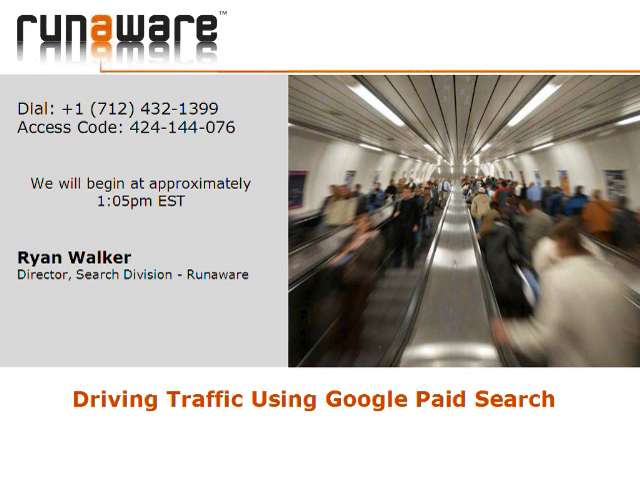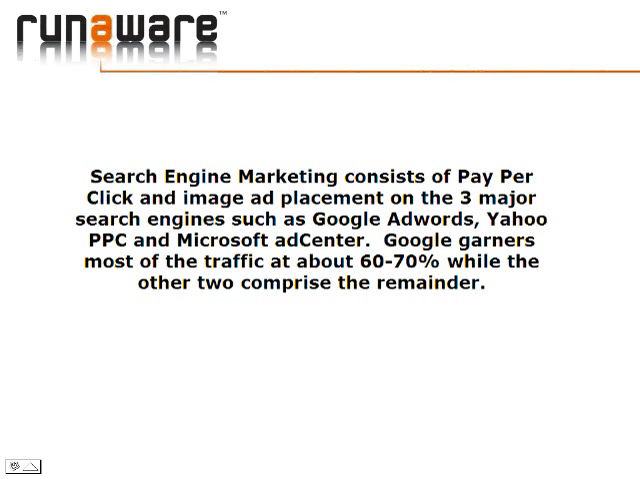Thank you, Christina. I want to welcome everybody to this webinar regarding driving traffic using Google Paid Search. Search engine marketing consists of pay-per-click, image ad placement on the 3 major search engines, such as Google AdWords, Yahoo Pay-Per-Click, and Microsoft Ad Center, which is formerly known as Live.com. Google garners most of the traffic at about 60 to 70%. Last month it was 80%, while the other 2 major engines comprise the remainder.